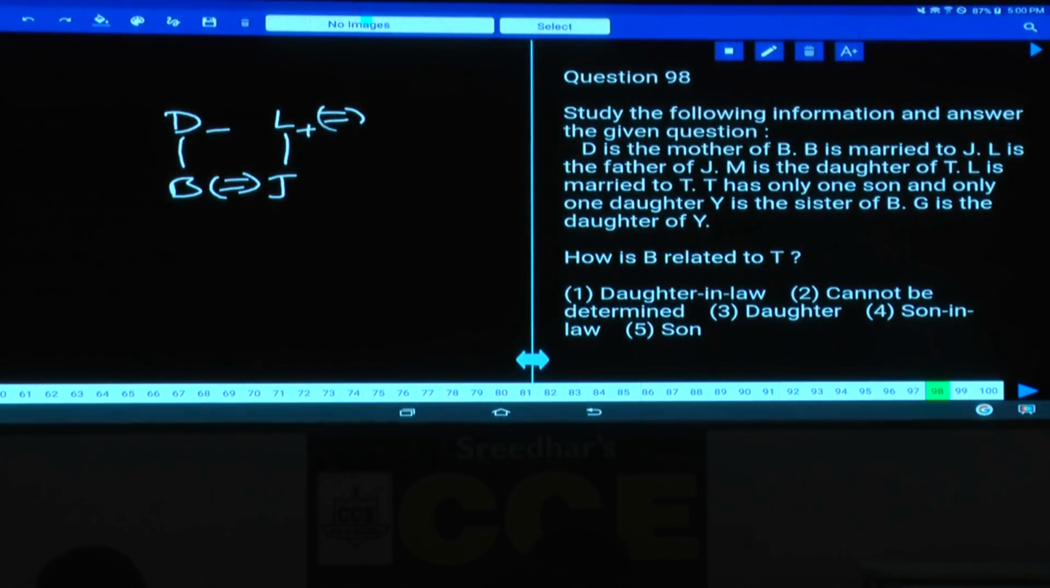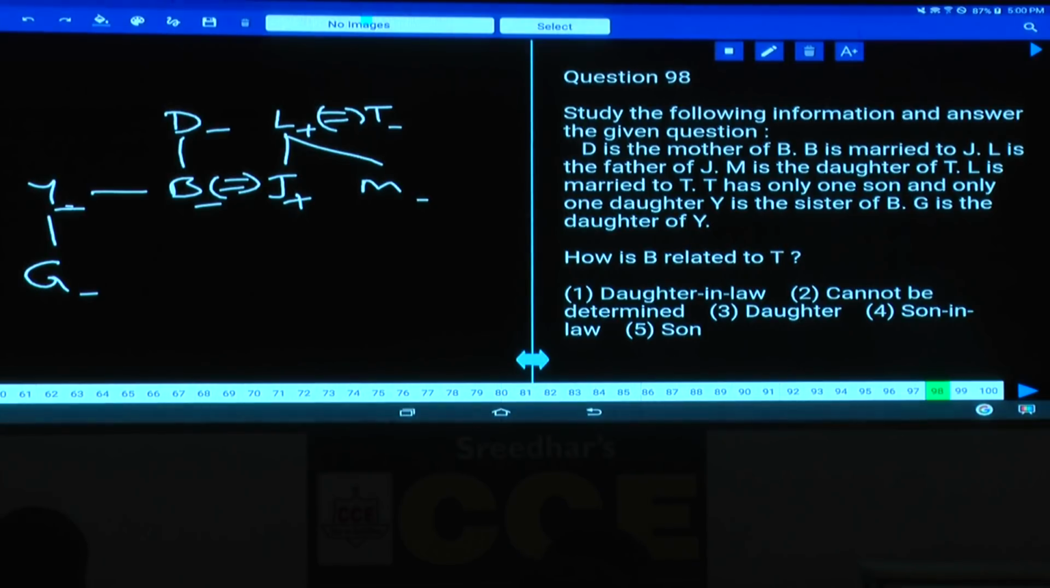T is a female. M is the daughter of T. And T has only one son and only one daughter, out of which M is the daughter, hence J is the son, then B is a female. Y is the sister of B. G is the daughter of Y. This is the information given.